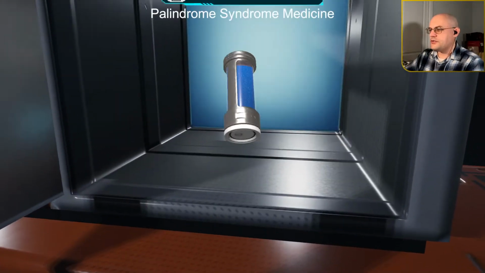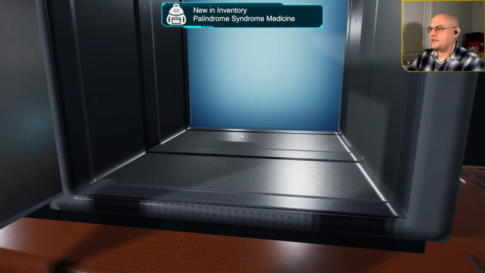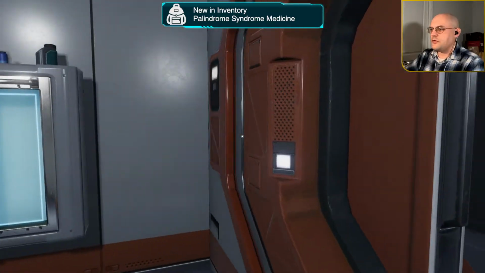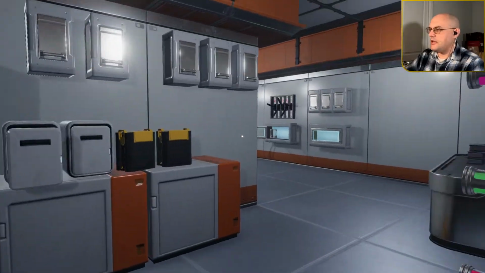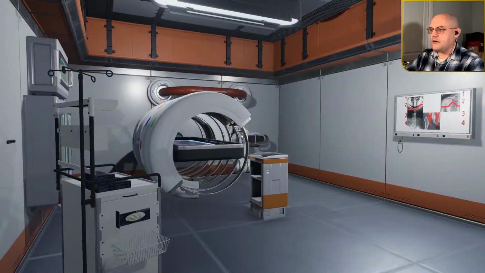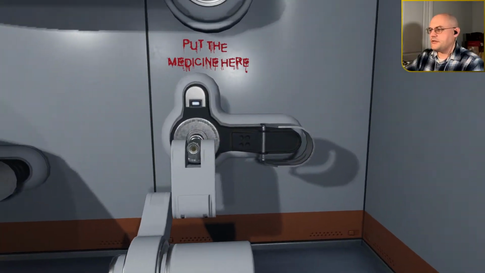That was almost cool if it wasn't so obvious. Palindrome syndrome medicine. Okay. And so now we can take it all the way around here and pop it in this machine.